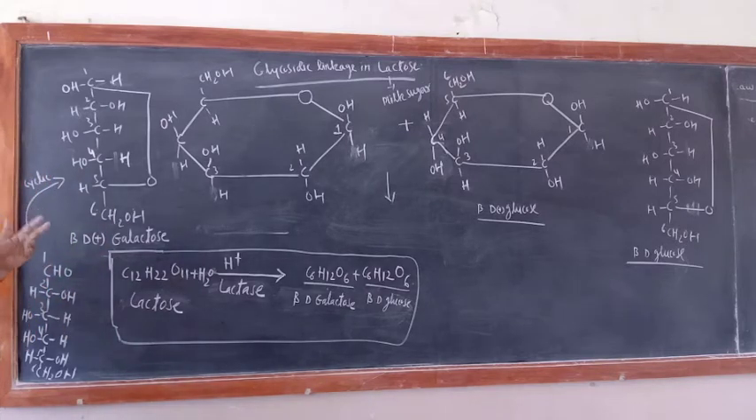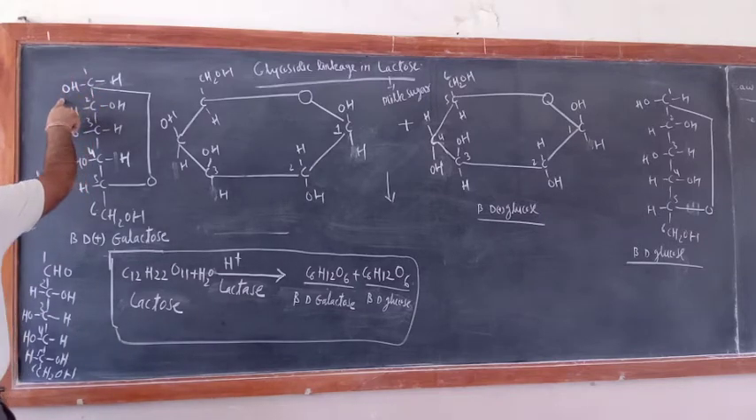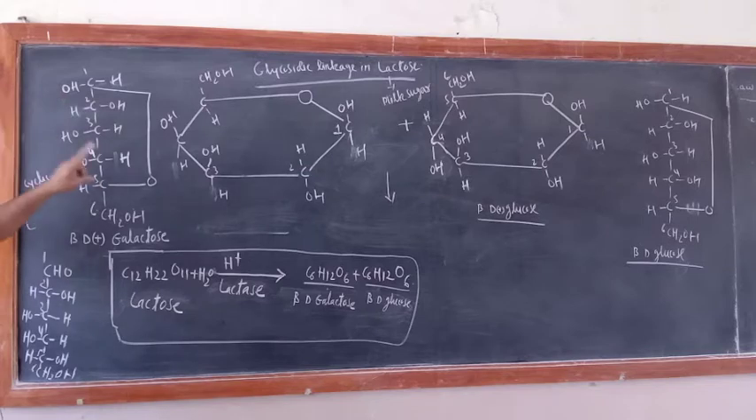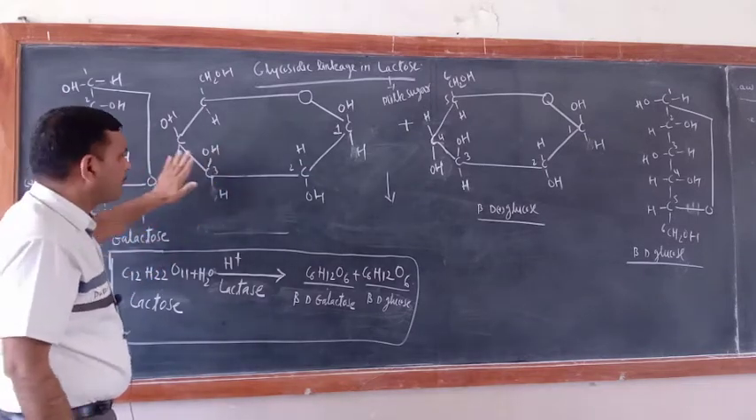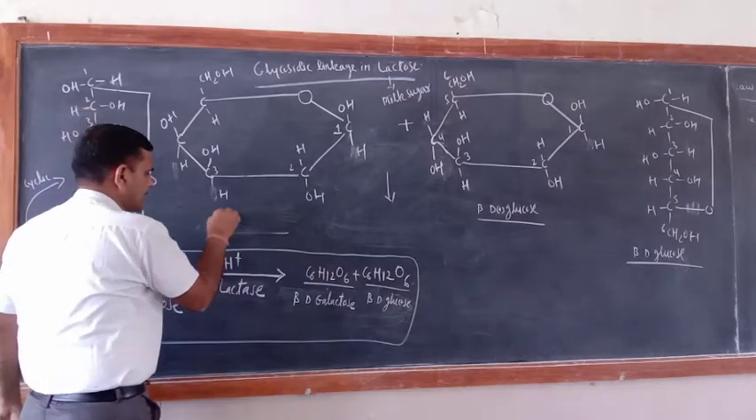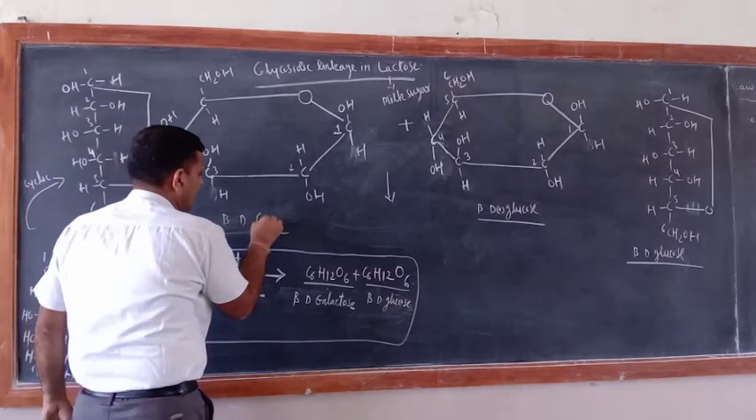Now it's beta form. So beta form, what should be there? Now OH should be in left hand side. Just see, at carbon number first it is there. Now its Haworth projection formula of galactose is this one. This is beta D galactose.